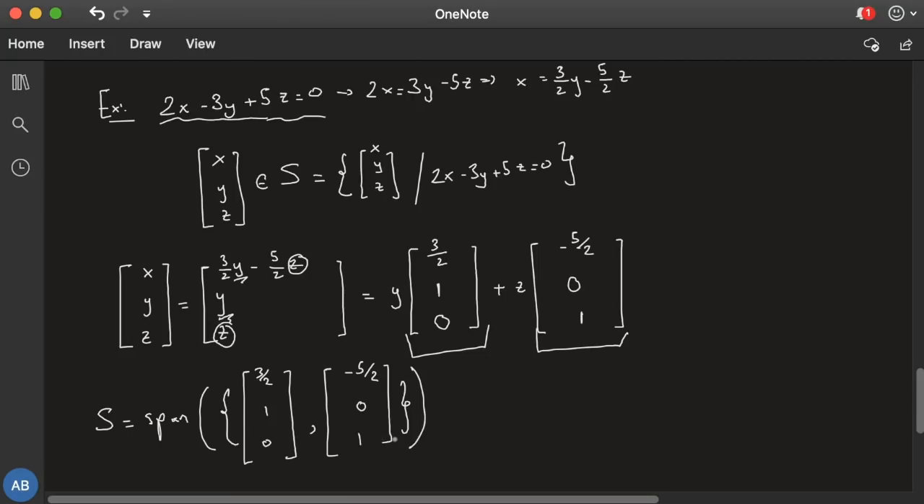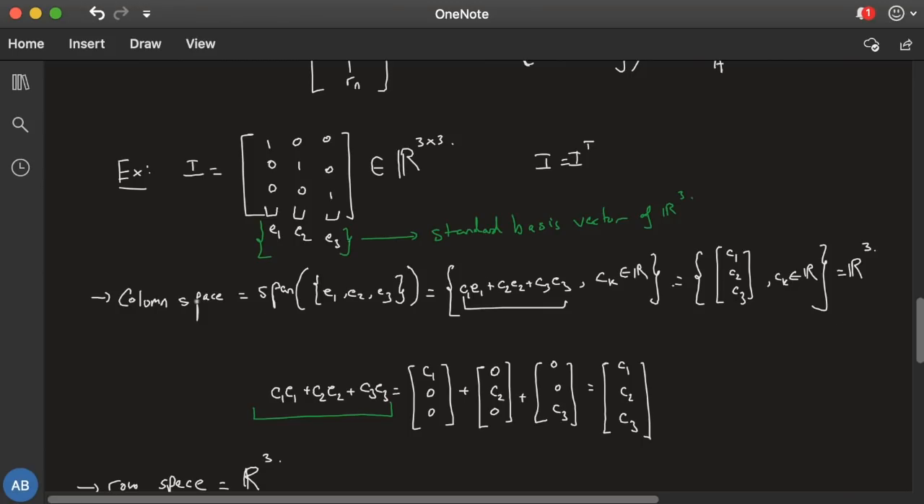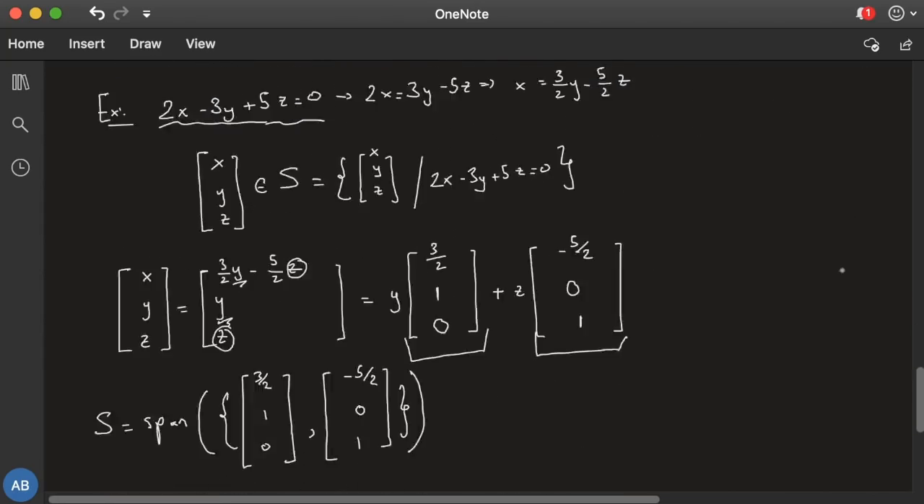And unlike what we had over here, that the column space or the span of E1, E2, E3 is R³, well, guess what? This span is not R³. It suffices to see that the number of vectors is not 3. You need at least 3 vectors to represent R³, right? Now we're starting to see how subspaces come into play.